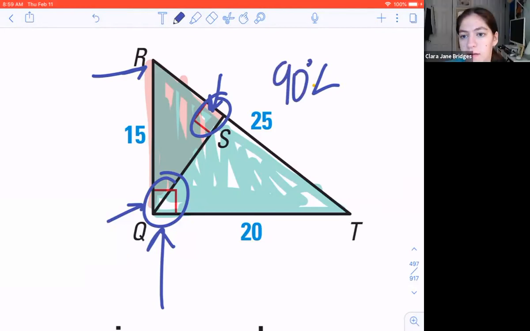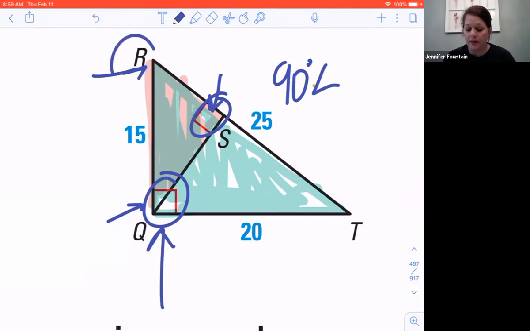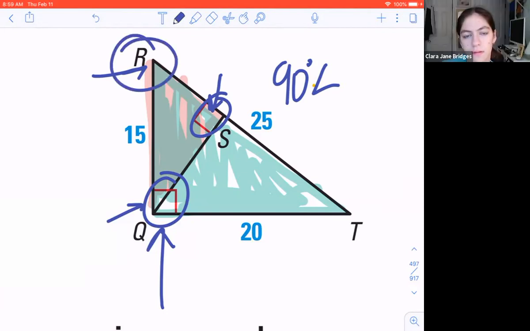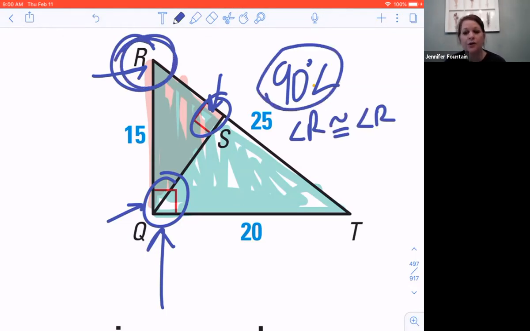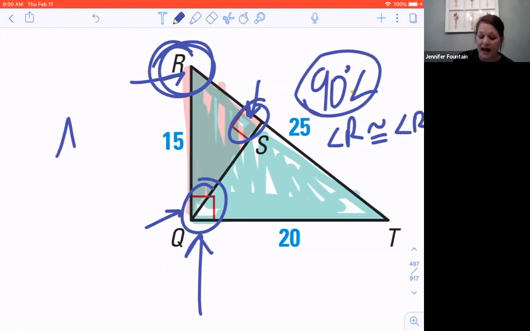RQT. Not RQT. RQT is the one, but they both have angle R in common, right? So RQT and RSQ both have angle R in common. And remember, by the reflexive property, angle R is going to be congruent to angle R. So now they both have angle R. They both have a 90-degree angle. So in that situation, I have angle-angle similarity. So I'm able to prove that they are similar because they both have two congruent angles.